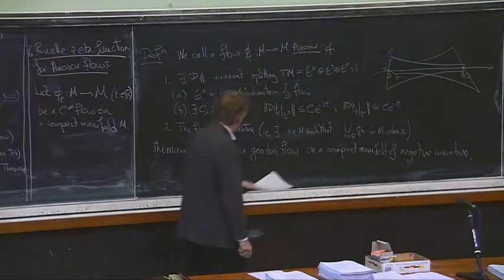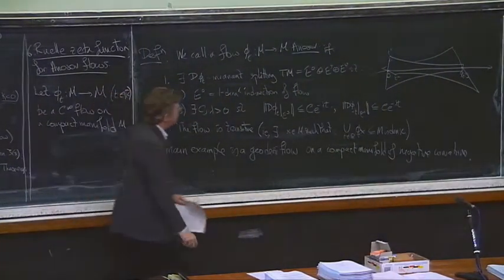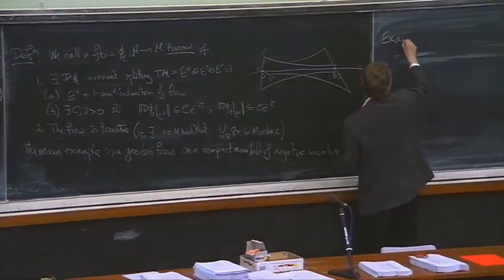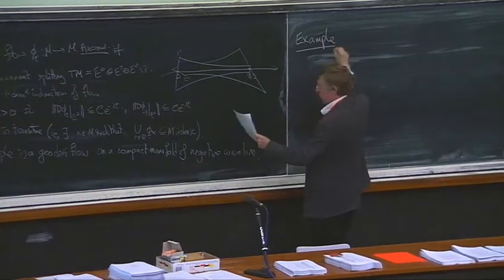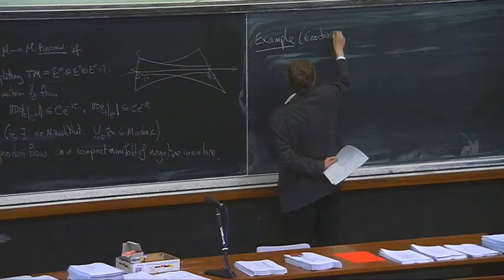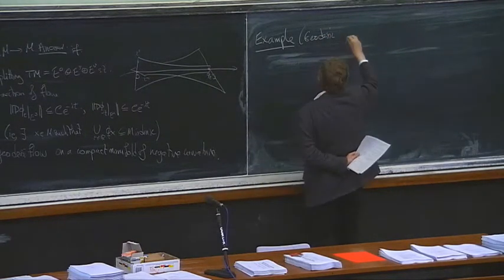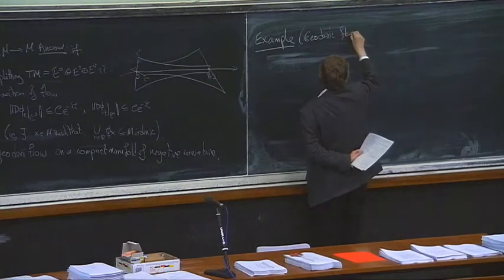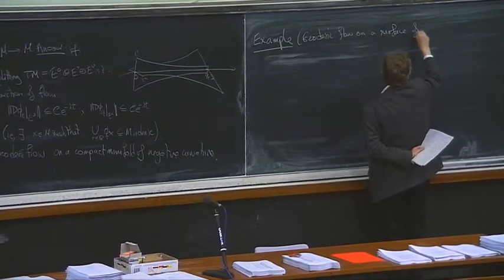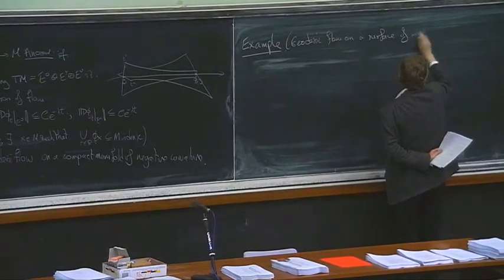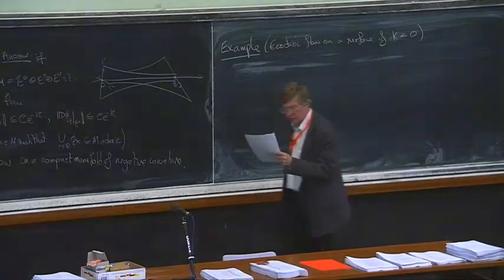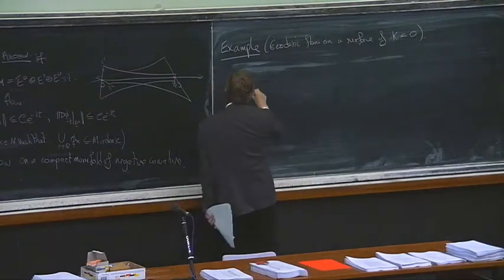So since this is kind of a fundamental point, let me just do it in a little detail. So here's an example, and it's the geodesic flow. So this is a geodesic flow on a surface of negative curvature. Okay, so let me draw such a surface. Here it is.